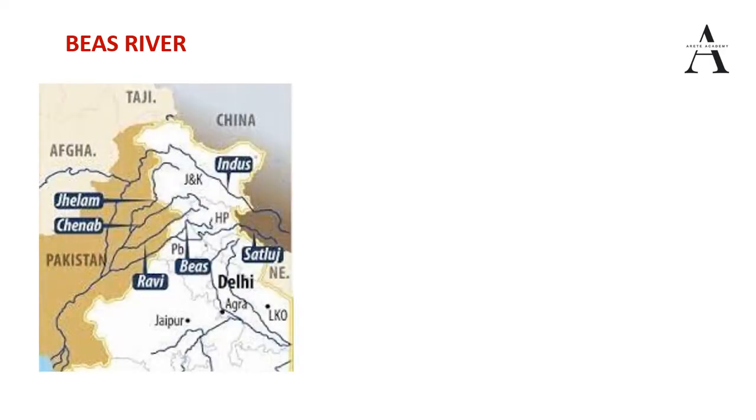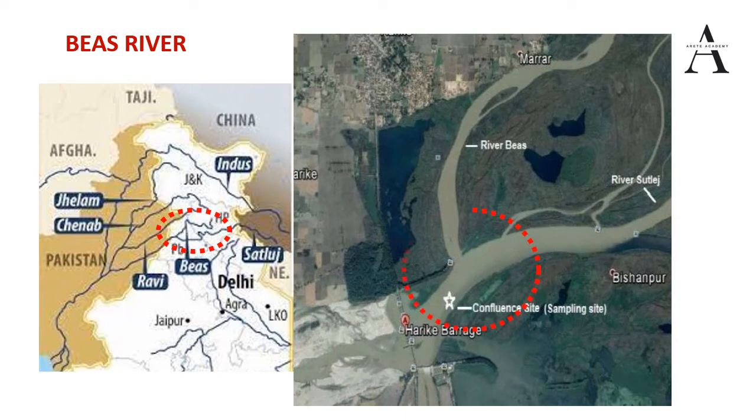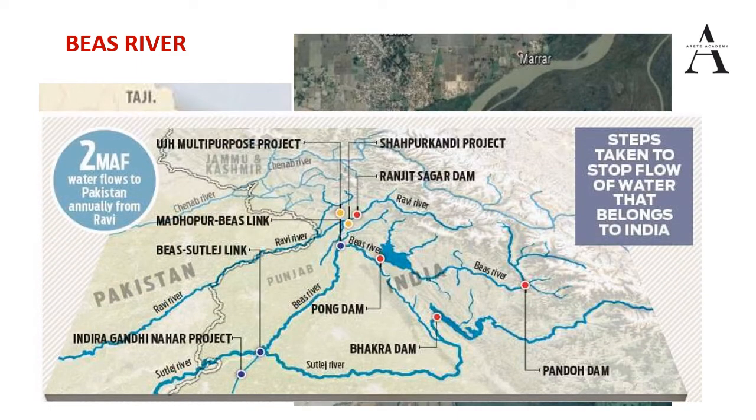Next we have the Beas River. Beas River originates in Himachal Pradesh near Rohtang Pass at the southern end of the Pir Panjal, and it is a relatively small river that flows entirely inside Indian territory. It crosses the Dhauladhar range and meets Satluj at Harike in Punjab, as you can see on the screen.